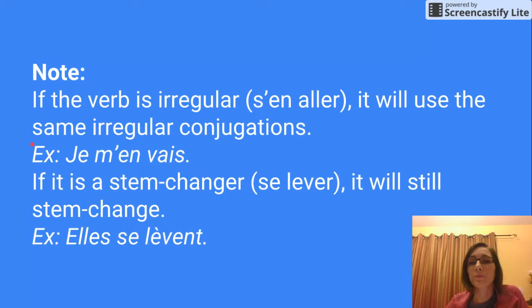Now note, if your verb is irregular, like this verb, s'en aller, it's going to use the same irregular conjugations as if it were just a regular verb. You're just going to add your reflexive pronoun. So for s'en aller, for the je form, it would be je m'en vais, I leave. If it's a stem changer, it's going to do the same thing. It's still going to stem change. You're just going to add the reflexive pronoun. For se lever, it is an E consonant ER verb. So it is going to be elle se lève with that E accent grave.